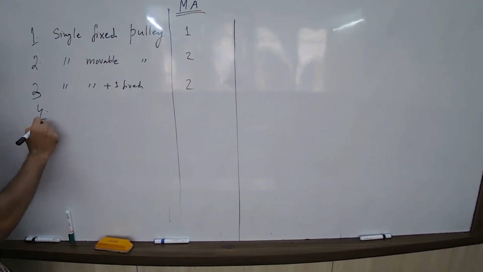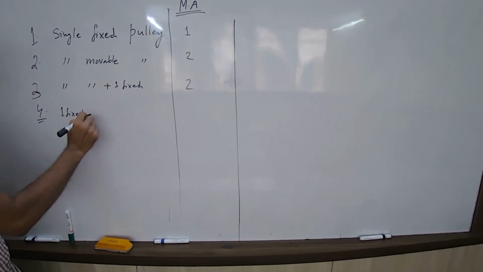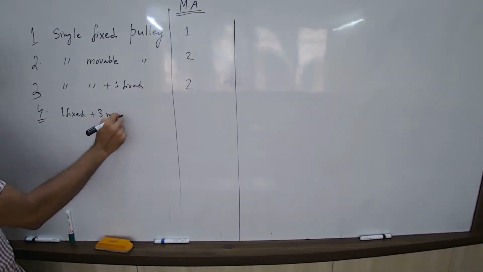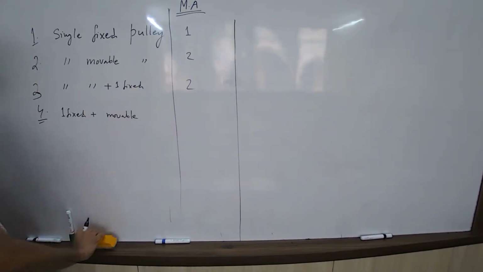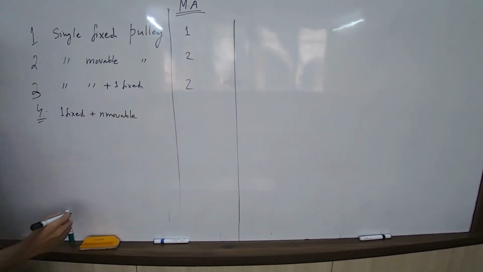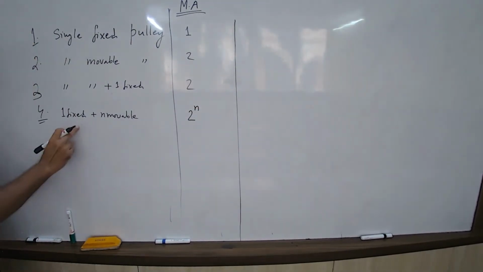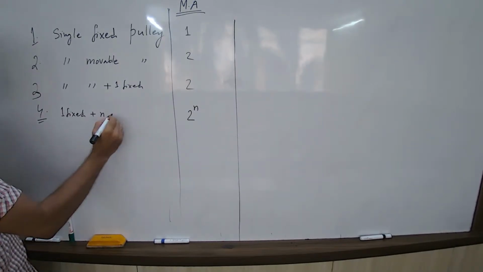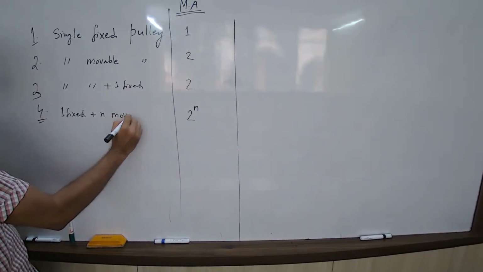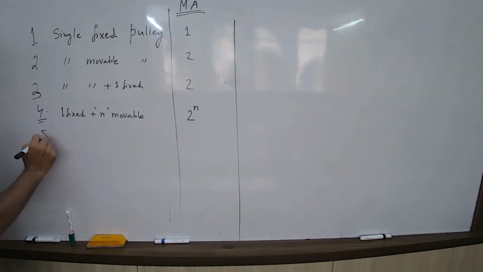Then combination of pulleys, right? So we had 1 fixed plus 3 movable. Let's say 1 fixed and n movable. What's the mechanical advantage? 2 raised to n. Very good. So for 1 fixed and n movable, you have 2 raised to n. Any dispute on that? Okay, so that's 2 raised to n. What was the fifth?